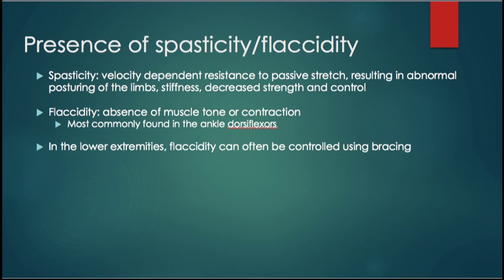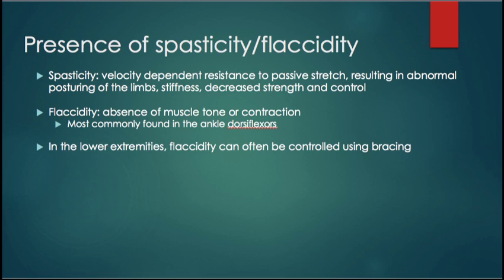The presence of spasticity and flaccidity can also have an impact on muscle strength, available range of motion, and overall function. Spasticity is defined as velocity-dependent resistance to passive stretch, resulting in an abnormal posturing of the limbs, stiffness, and decreased strength and control.